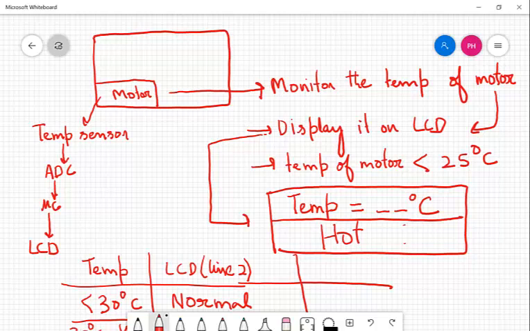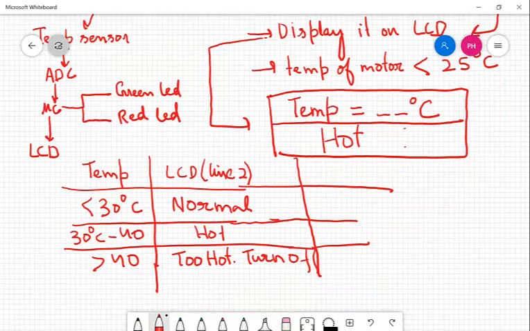There's another thing, there are 2 LEDs connected to this microcontroller. There's a green LED and then there is a red LED. Is that fine? We have the temperature sensor, it gives data to ADC, ADC gives data to microcontroller. Microcontroller does 2 things, it displays the temperature on the LCD screen, and it also displays a message on the LCD screen. It also has 2 LEDs, green LED and red LED.